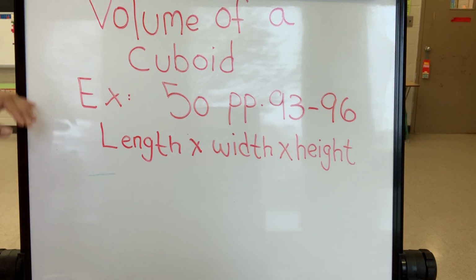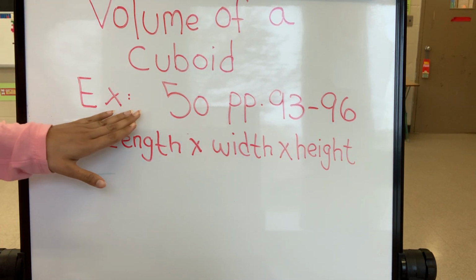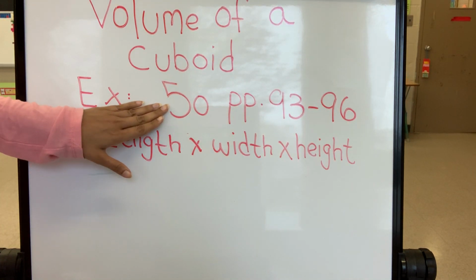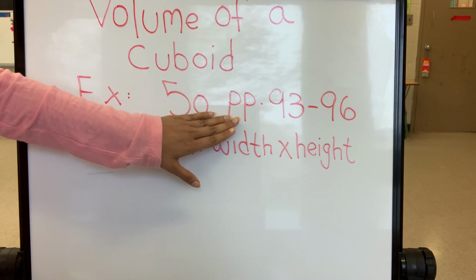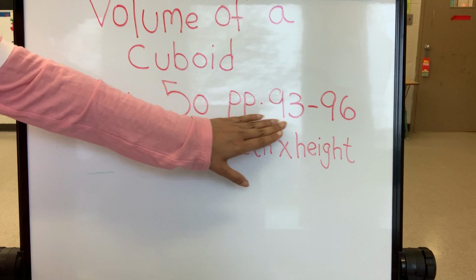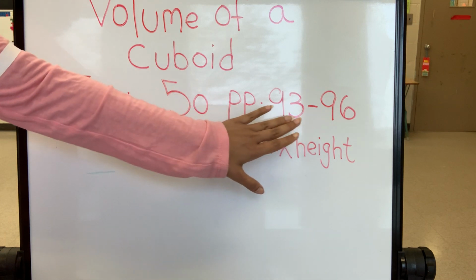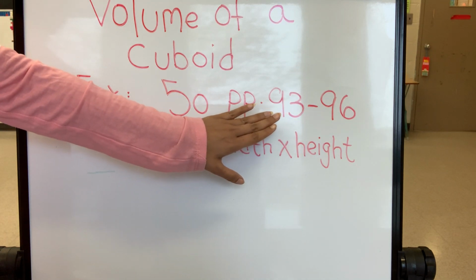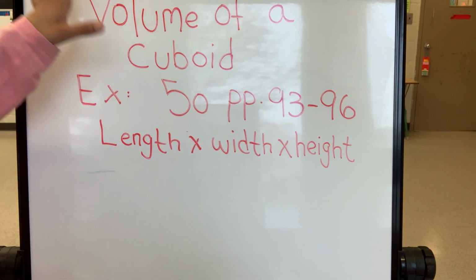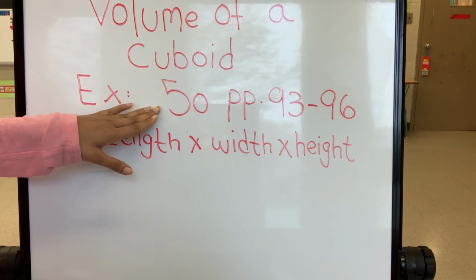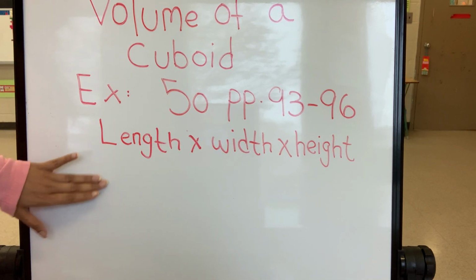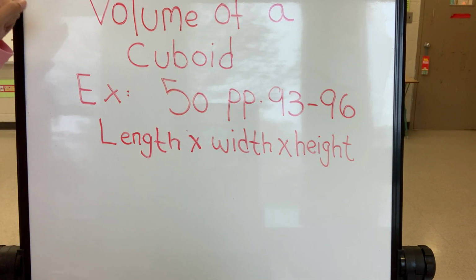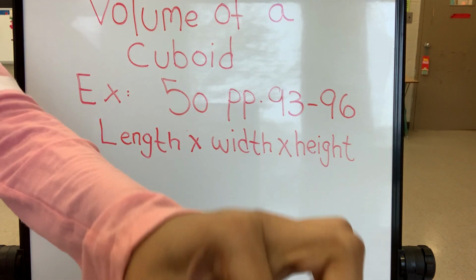At the end of this video, you will be working on exercise 50. In your textbooks, I am following pages 93 all the way to 96. These are the pages that will help you understand this video and help you do exercise 50 in your workbooks. Okay, so today we are looking at how we find the volume of a cuboid.